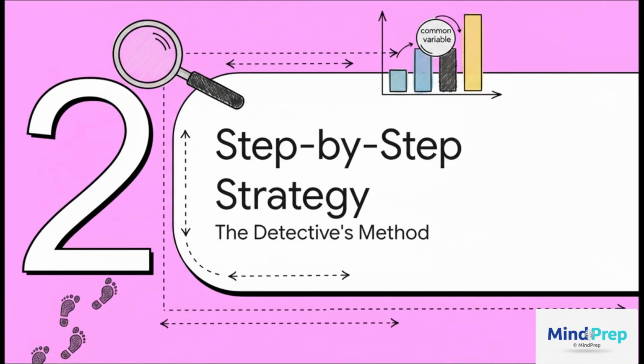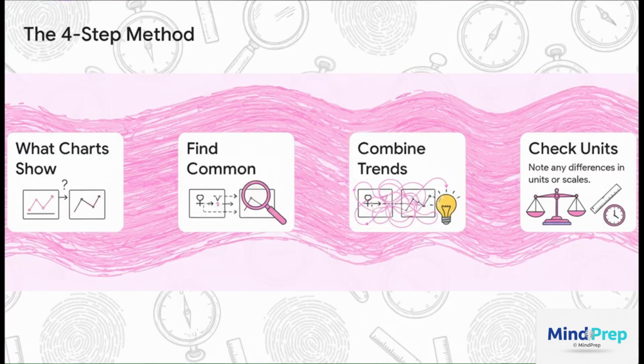Okay, so every great detective has a solid method, a system. And from now on, you're going to have one too. Let's walk through the exact step-by-step strategy, our detective's method, for cracking any of these questions. It's a really simple four-step process. First, survey the scene. Second, find the common clue. Third, connect the evidence. And fourth, check the details. Simple as that. Let's break them down.